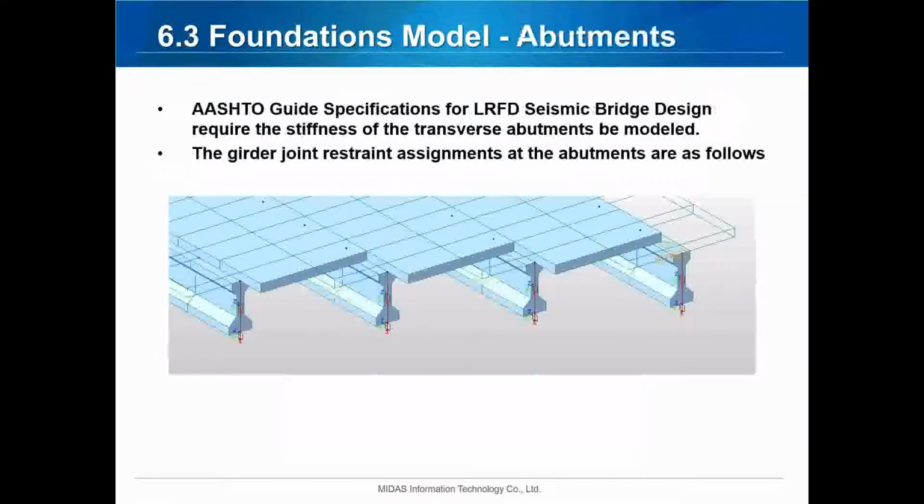For our abutments, the AASHTO guide spec for LRFD bridge seismic design requires that the transverse abutments also be modeled. And so for the girders, since we modeled the entire bridge rather than having a spine model, at each of these girders we have assigned joint restraints to them at the bottom of the girders, and we use those to model our abutment stiffnesses.